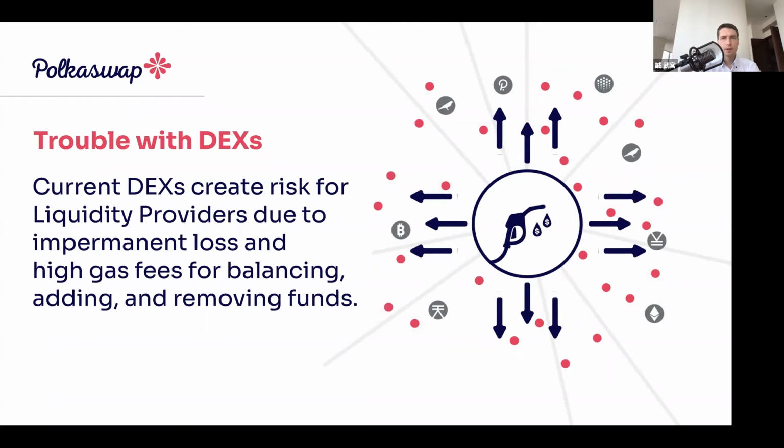Also, current DEX design really causes a lot of impermanent loss for liquidity providers. And if you combine that with high gas fees, it's really hard to rebalance the portfolio, and you do get exposed to quite a lot of impermanent loss in current DEX designs.